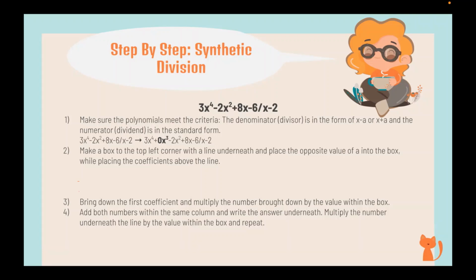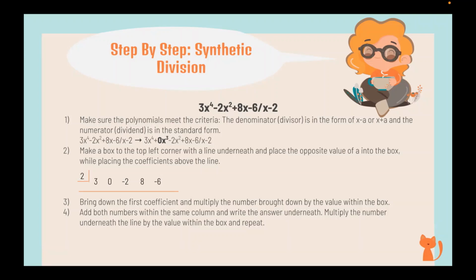Once we meet all the criteria, we can start by making a box on the top left corner with a line underneath and place the opposite value of a into the box, while placing the coefficients above the line. So negative 2 is our a value. That would mean 2 would go in our box, and our coefficients are 3, 0, negative 2, 8, and negative 6.